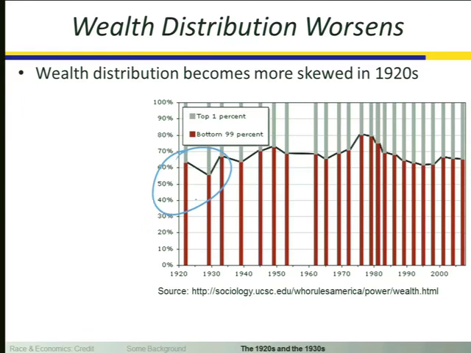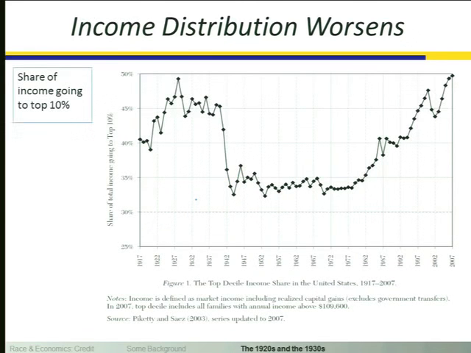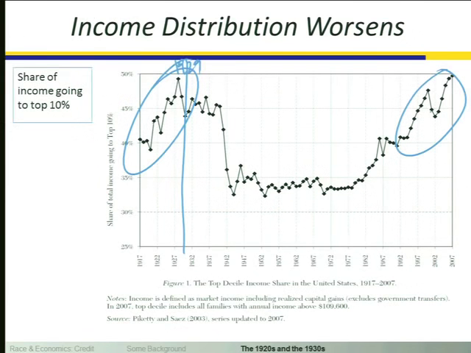That's wealth. We can also look at income. The work on income distribution has been done by Emmanuel Saez of our department here. This is showing the share of income going to the top 10%. And let's see, where's 1929? There's 1929. So here again in the 1920s, the income distribution is worsening. Oh wow, look at that. Last time did it again more recently. How about that? Income distribution is getting much worse in the 1920s.